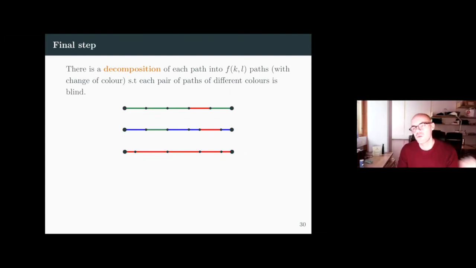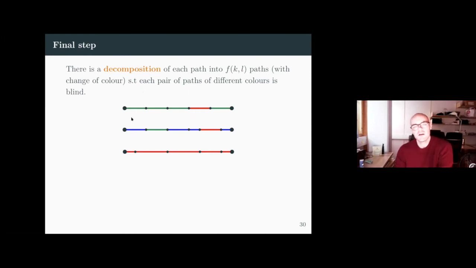And so basically what you do by induction like this is you show that there is a decomposition. Given a green, blue, and red path which are disjoint, which is basically the solution that you're looking for, there is a decomposition of each path into a bounded number of paths. So here the bound depends on f, k, and l. We won't go into details, but it's easy to see that this will give you a bounded number of steps. So you have a decomposition into a bounded number of paths with some possible change of colors. Okay, and this is really what makes the whole thing work, so that now each pair of paths of different colors is blind.